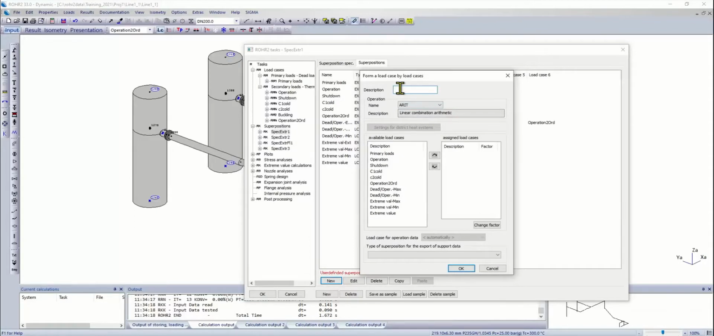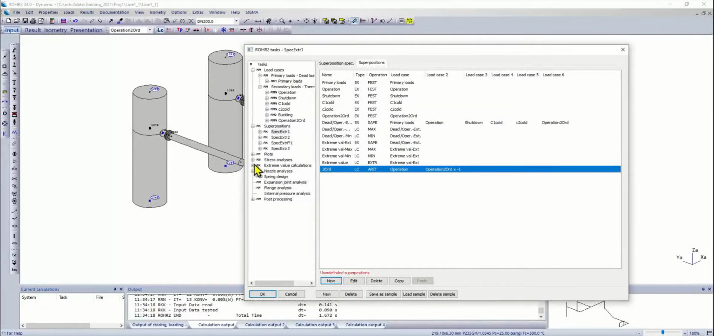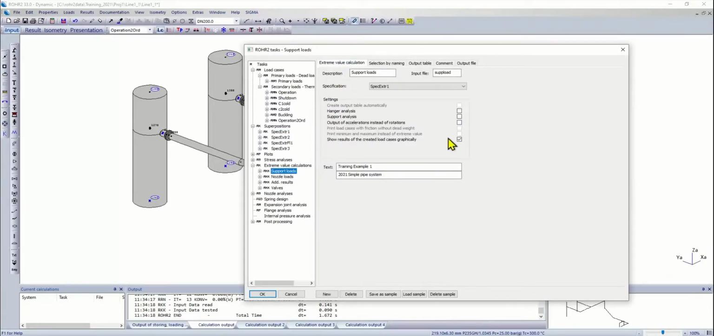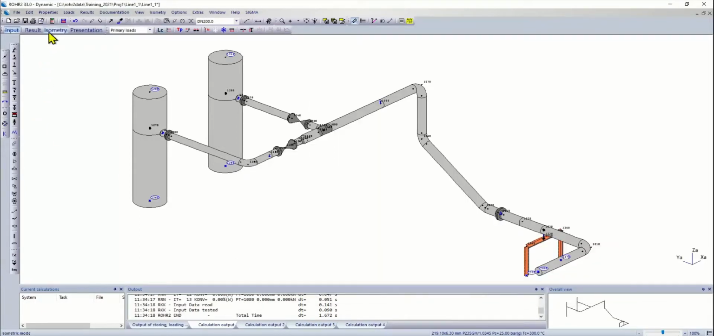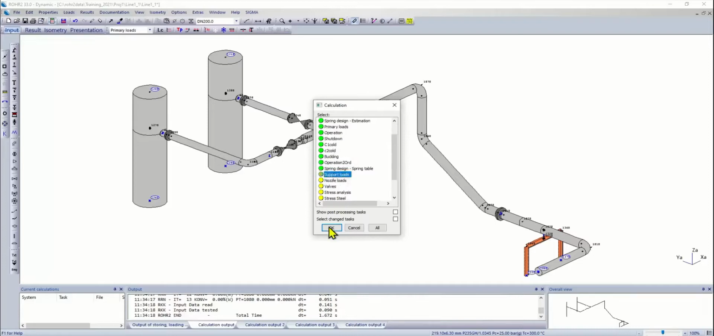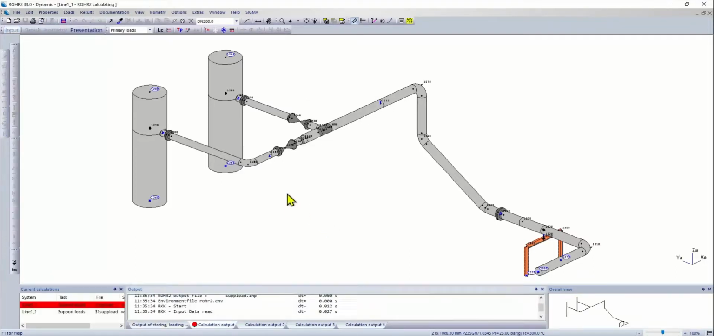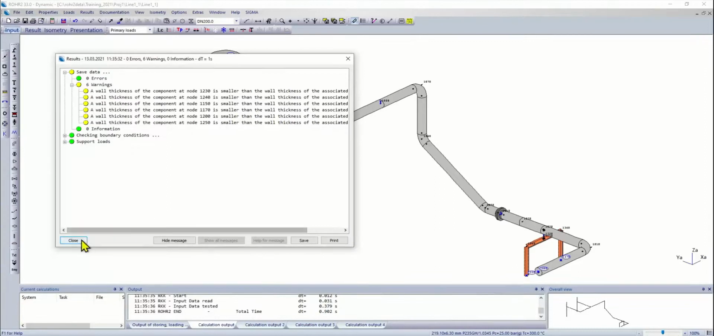So I will take the operating case times a factor of 1, and the second order operating case, but in this case I will just subtract it by multiplying it by -1. The resulting load case we are going to use in the support load superposition, and we're going to show this graphically so we can basically show the results. So let's calculate the support loads and see what is the difference between those two calculations.